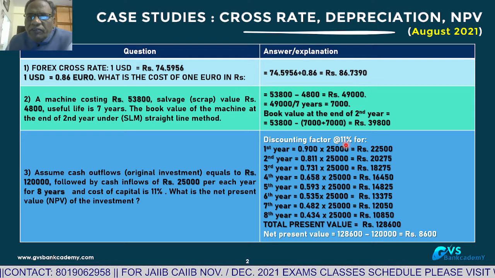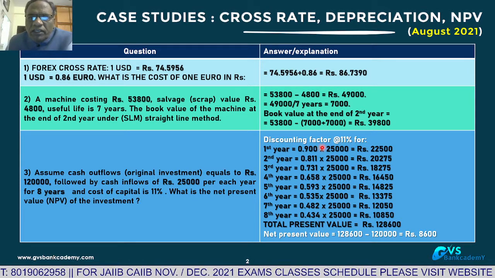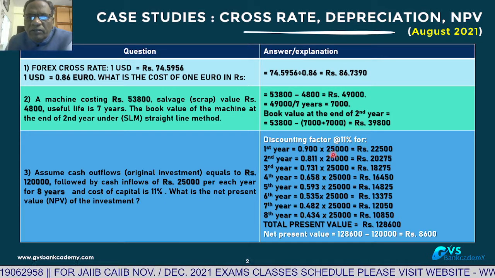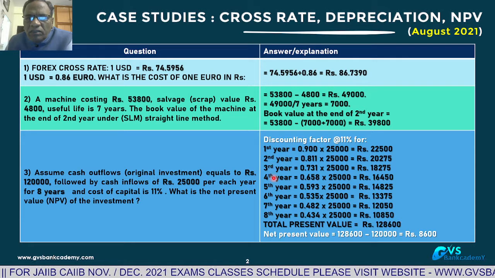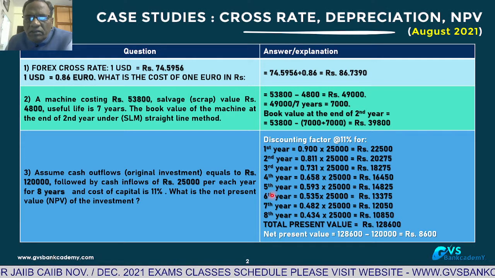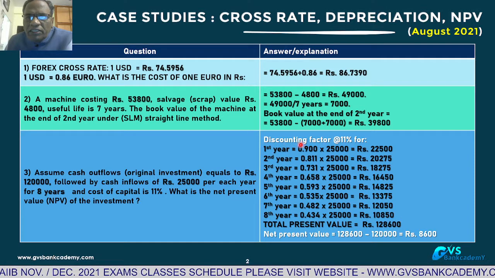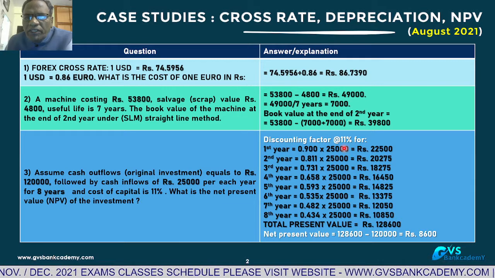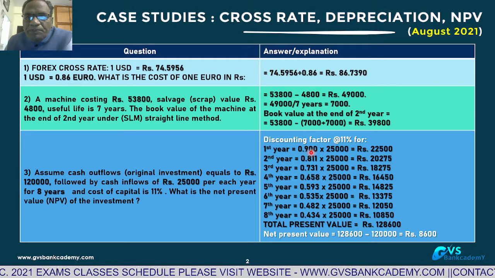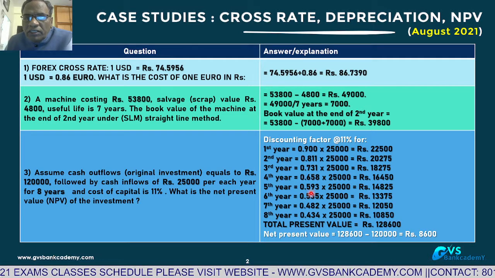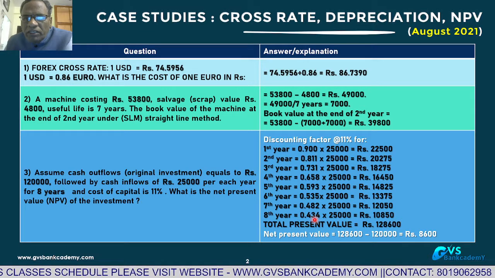Cost of capital is 11%, so you have to calculate the discounting factor at the rate of 11%. Discounting factor for the first year, second year, third year, fourth year, fifth year, sixth year, seventh year, and eighth year. First you have to calculate the discounting factor. Every year you are getting 25,000 inflows, there is no issue in that. But the discounting factor keeps changing year on year. Initially the discounting factor is high, and by the 8th year it is 0.434.